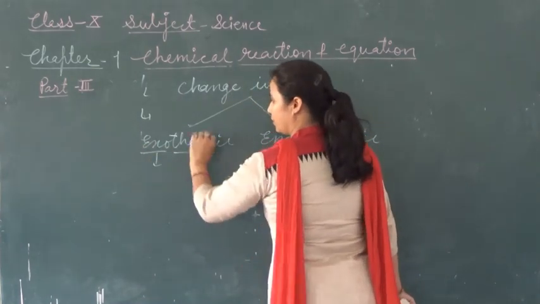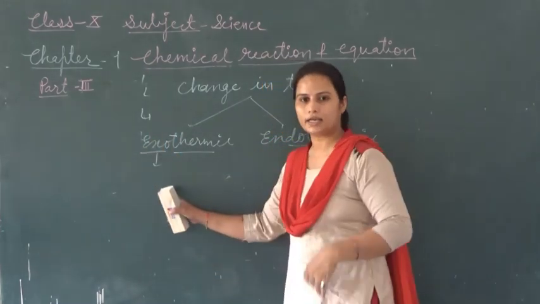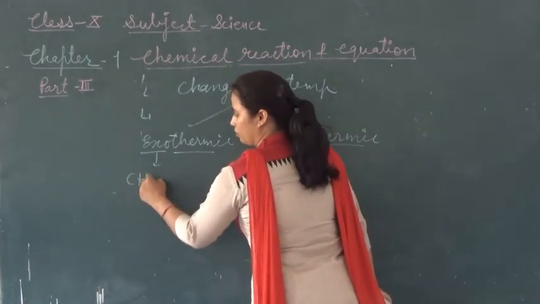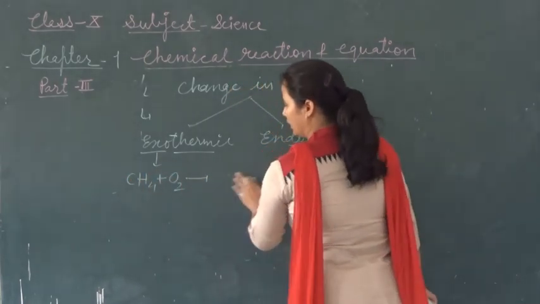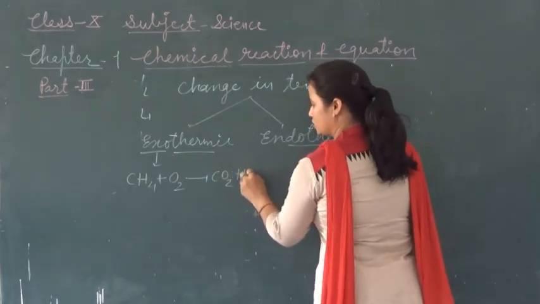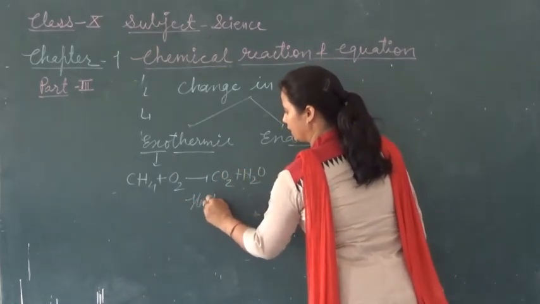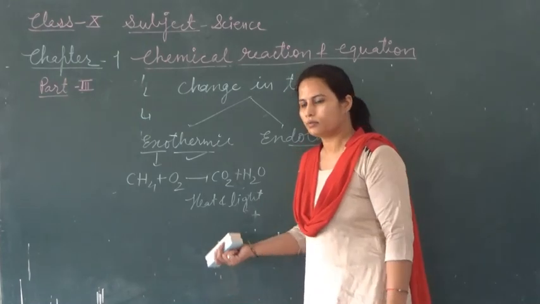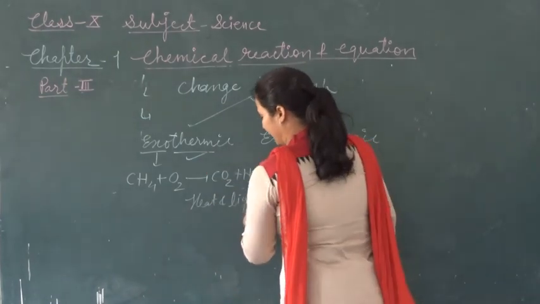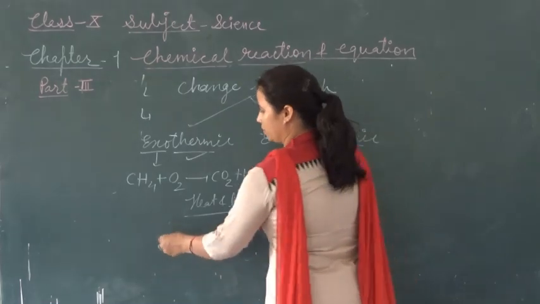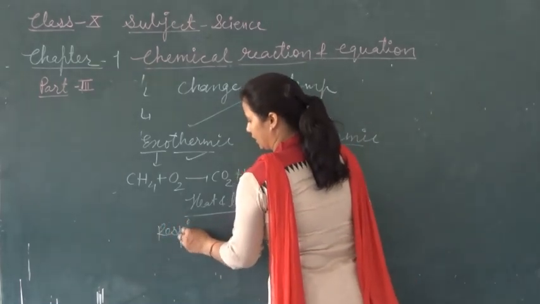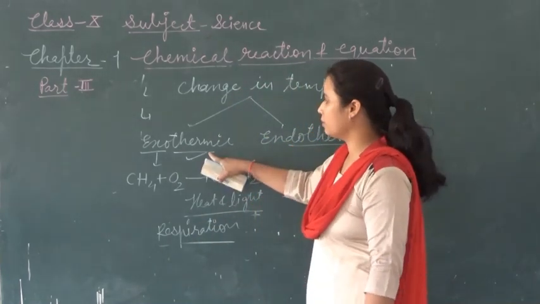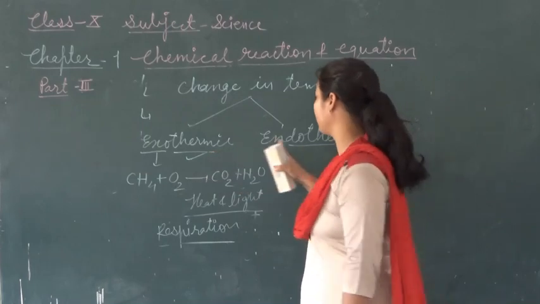Exothermic means the temperature is evolved. Exo means exit, निकलना, temperature को जो evolve करता है. For example, you know that in combustion of methane it produces CO2 gas, H2O and a large amount of heat and light energy. It is a type of exothermic reaction because in this type of reaction heat and light energy is evolved. Another example is respiration. In the respiration process, our body gets energy in the form of ATP. This type of reaction is called an exothermic reaction.